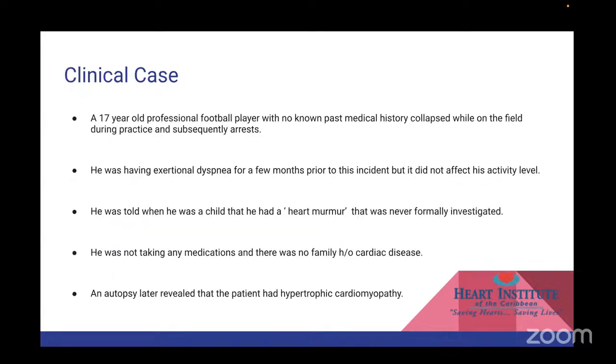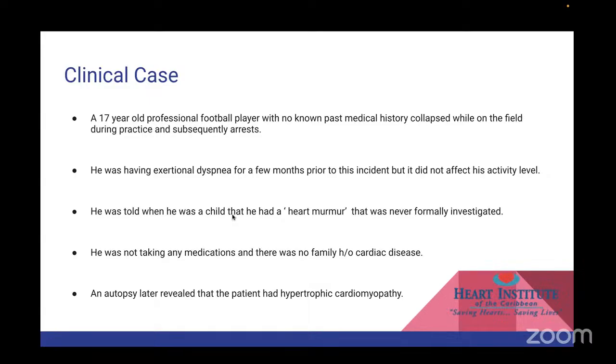All right, so now we're going on to a clinical case, and I'll discuss the screening after the case. So a 17-year-old professional football player with no known past medical history collapsed while on the field during practice and subsequently arrested. He was having exertional dyspnea for a few months prior to this incident, but it did not affect his activity level. He was told when he was a child that he had a heart murmur but it was never formally investigated. He was not taking any medications, and there was no family history of cardiac disease. An autopsy later revealed that the patient had hypertrophic cardiomyopathy.